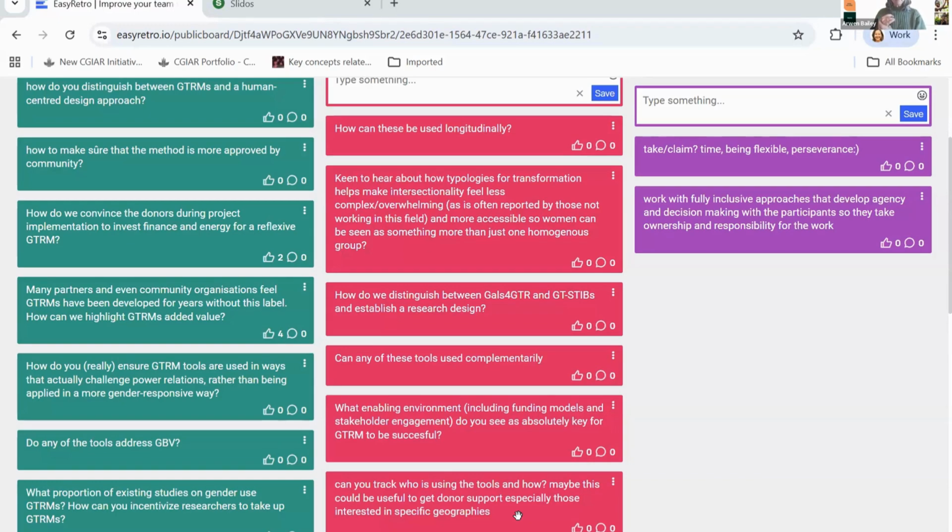Shall we go in, well, maybe the bottom one, because can we track people? Can we track who is using the tools and how? Also, because this may be useful to get donor support, especially those interested in specific geographies. Any of the co-conveners like to speak to the idea about tracking the tools and how?